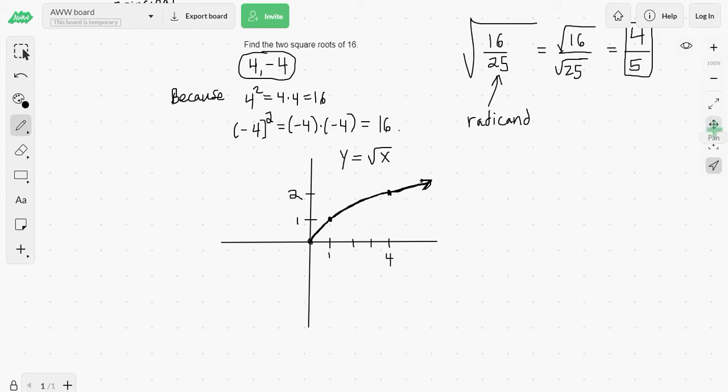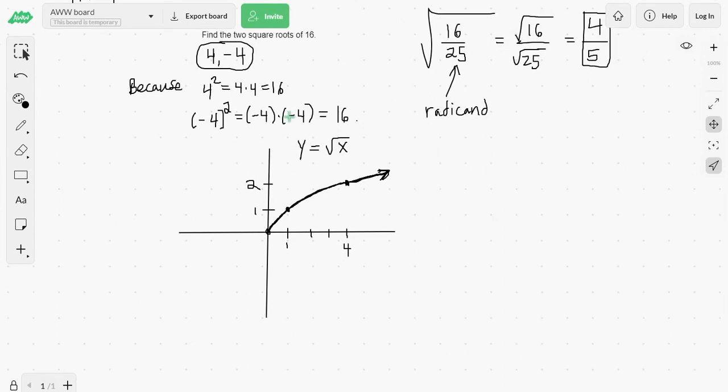With that in mind, let's tackle another example. Let's suppose that we're given the following function. Suppose we're given f of x is equal to the square root of 5x minus 3.